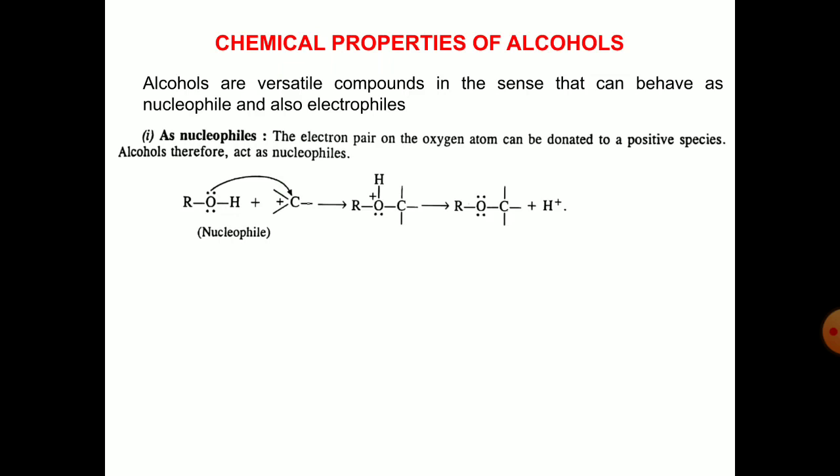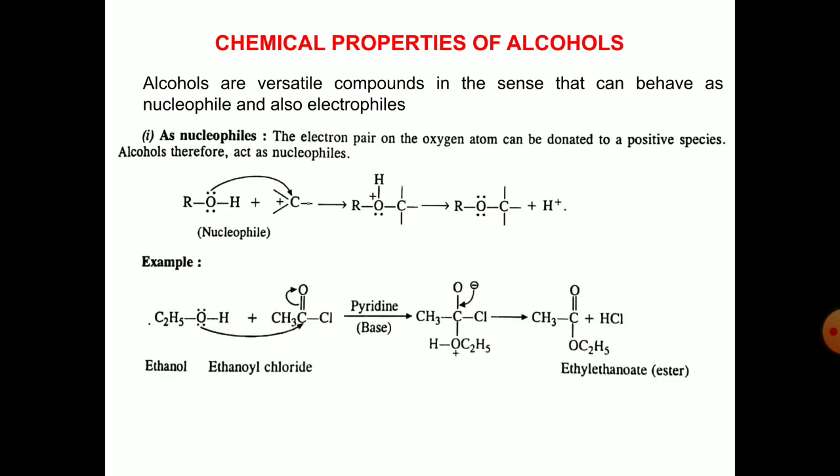You see R, O, H, single bond to C. Here the OH is positive because it has donated one electron. Therefore, the OH becomes positive. Since it is unstable, it loses the H as H plus ion to form R O single bond C plus H plus. I am just giving you one example.